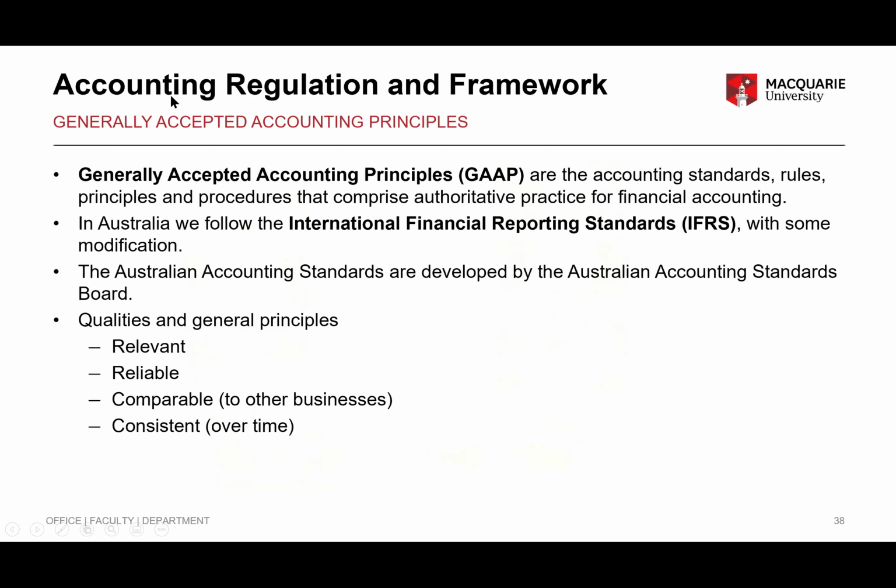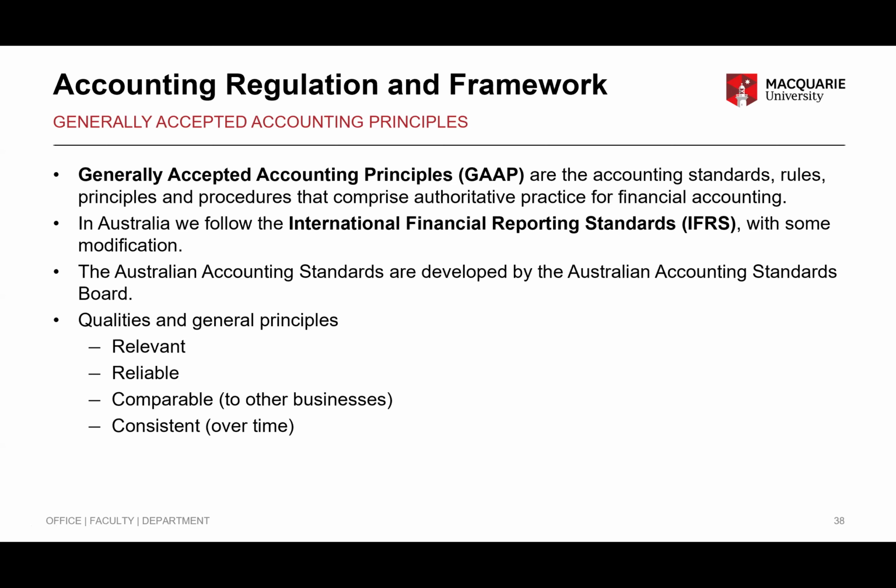Now, what kind of regulation do we have? Well, in accounting, we have what are called generally accepted accounting principles, which is often abbreviated as GAAP. And we use this term in a couple of different ways. Often we use this term to talk about the general principles that underlie a lot of our accounting practices.